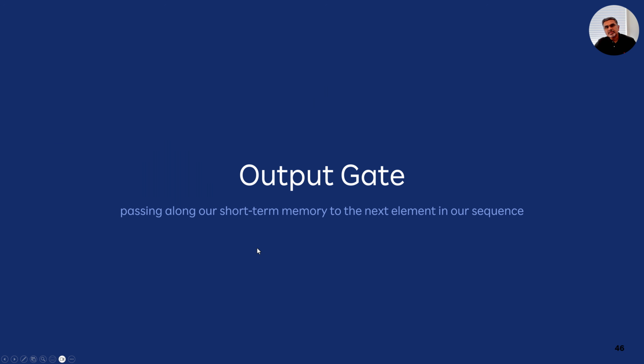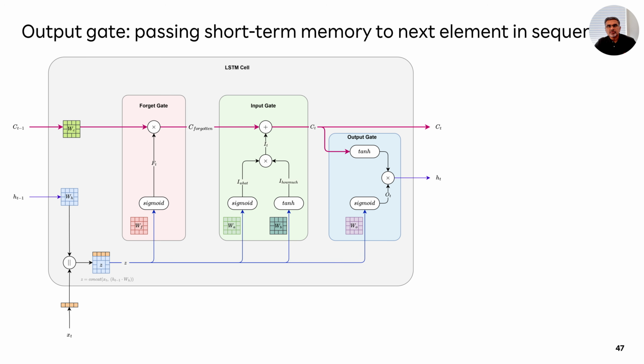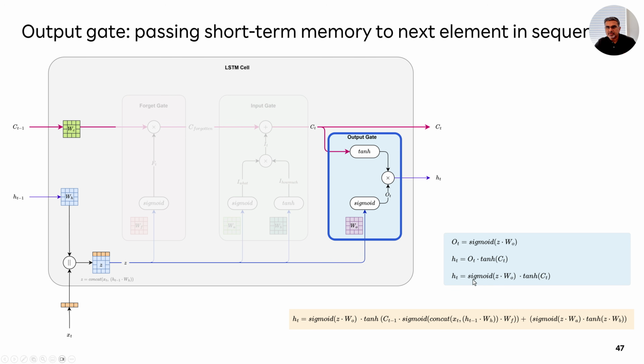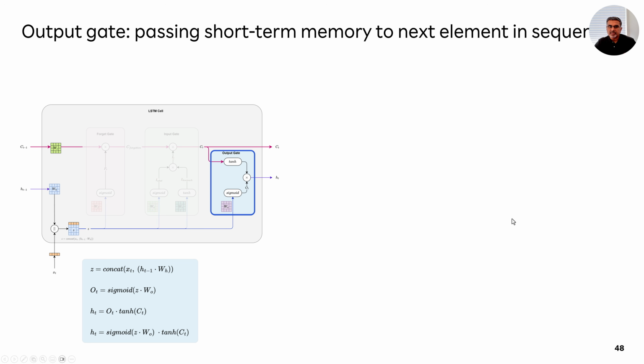Okay. Now let's get to the output gate. The output gate is basically the short term memory, and you need to pass that short term memory to the next element in our sequence. So, how do we do that? We'll focus on this gate right now, the output gate, and this is the math for that. It's relatively much simpler than the previous two. So, let's understand this. What is the input to the output gate?